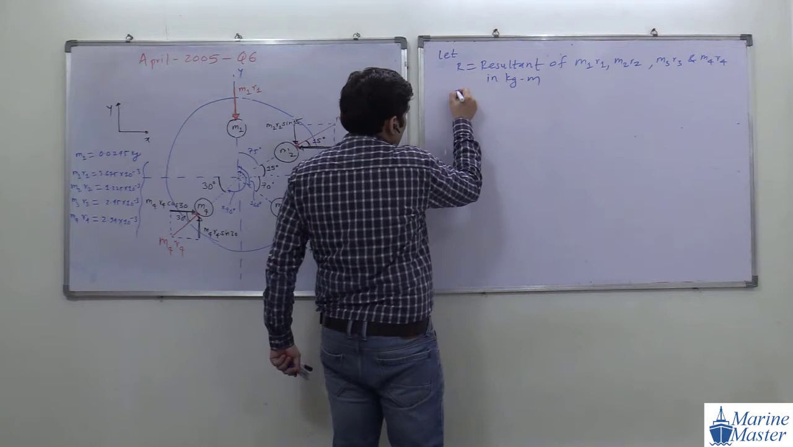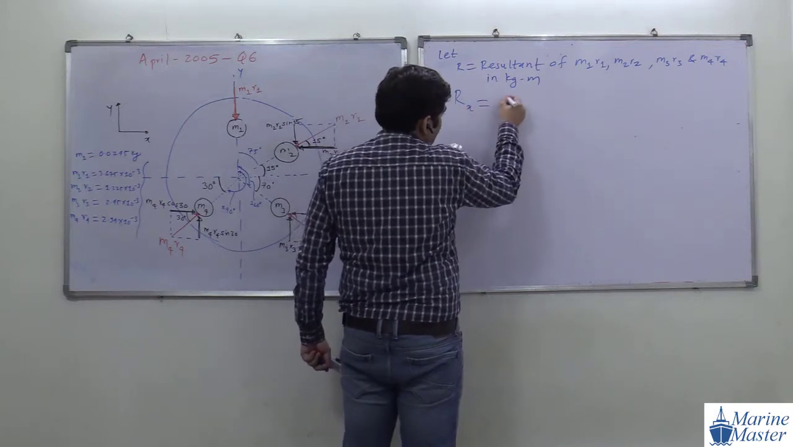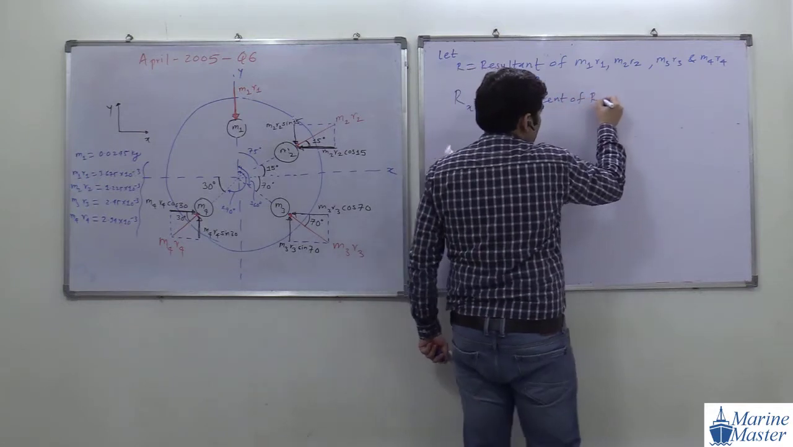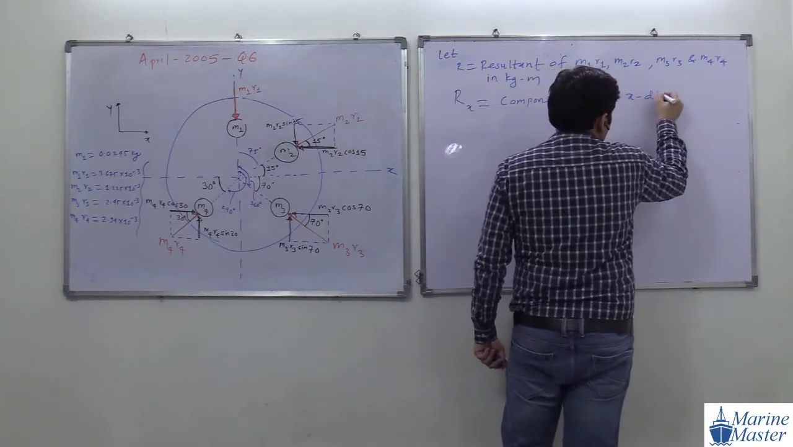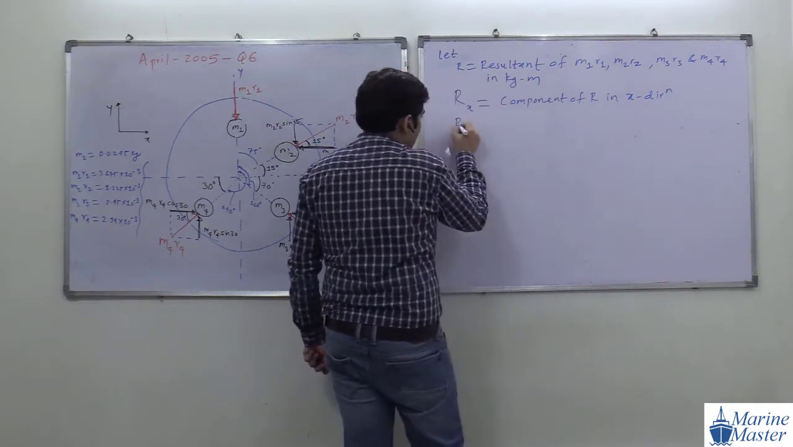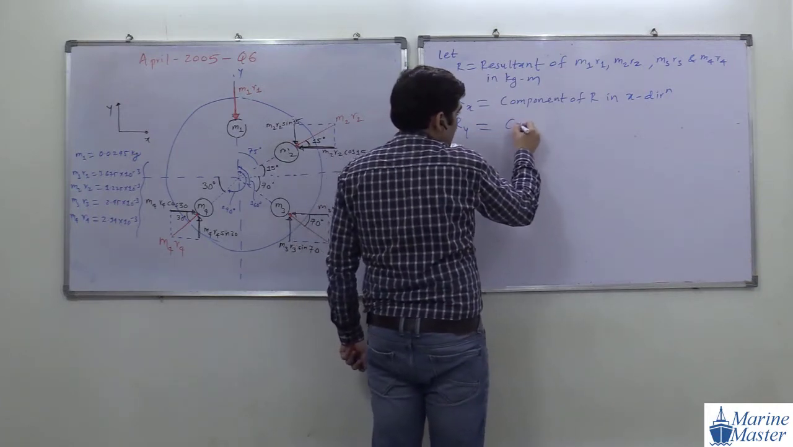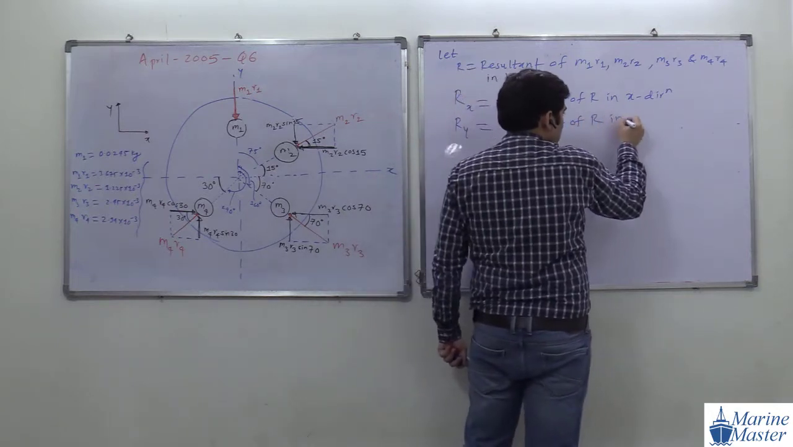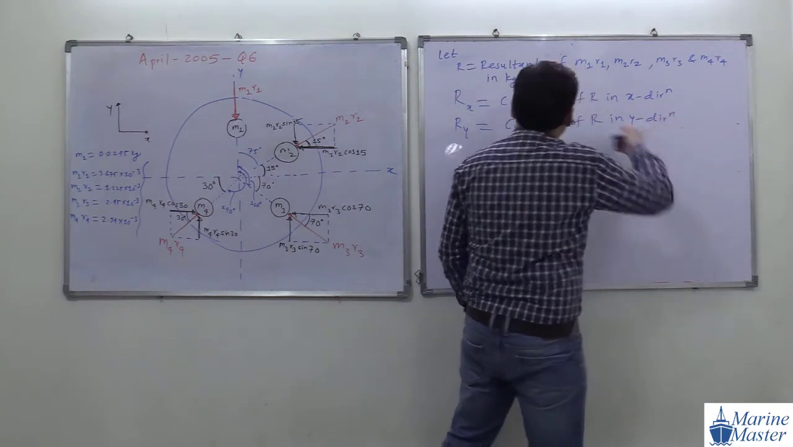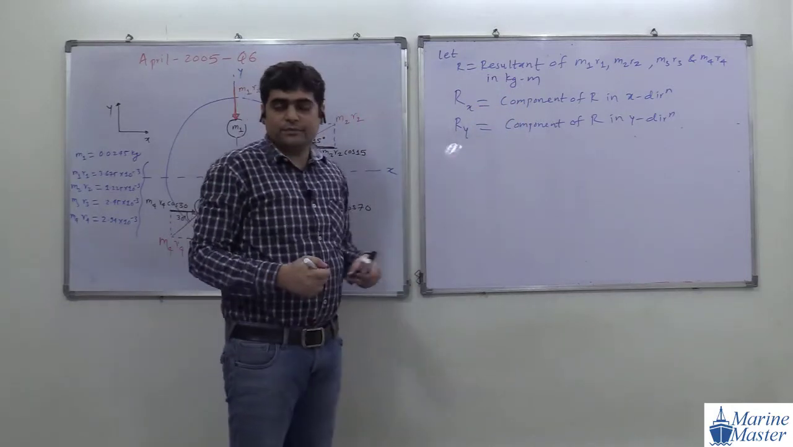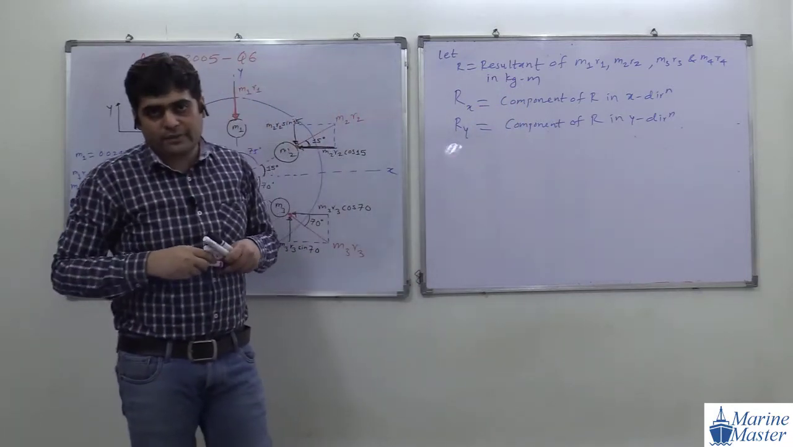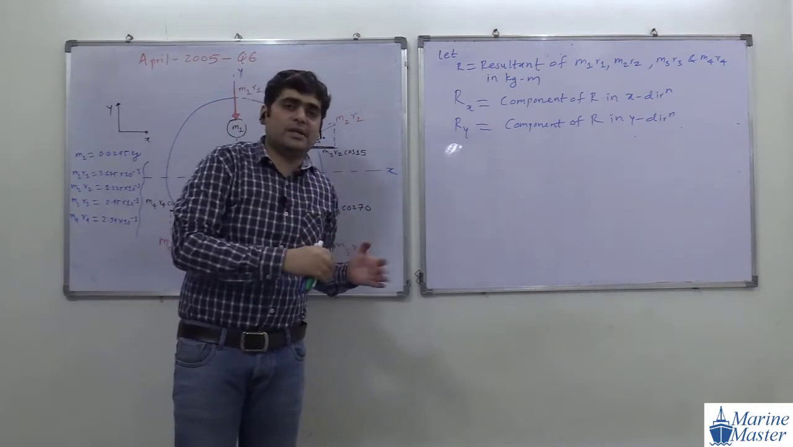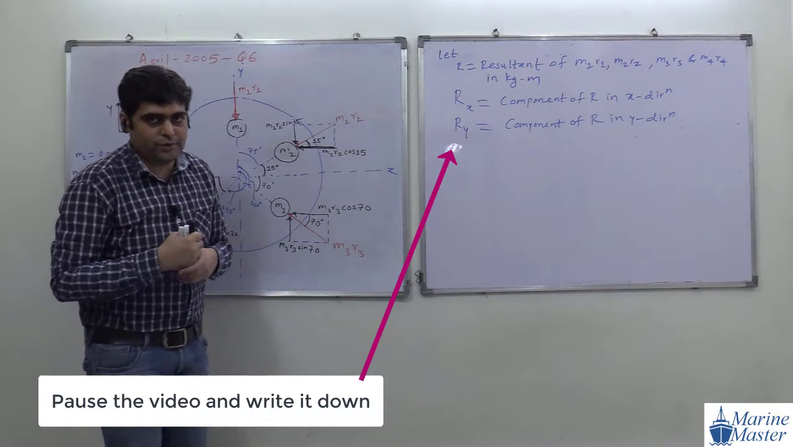Now this R has 2 components. One is Rx. Rx means the component of R in the x direction. And what about Ry? The component of R in the y direction. Okay, good. So please everyone write down these points. Then we will see how to find out R. If we get R, from R we can easily find out the remaining things, that is, the radius and angular position.